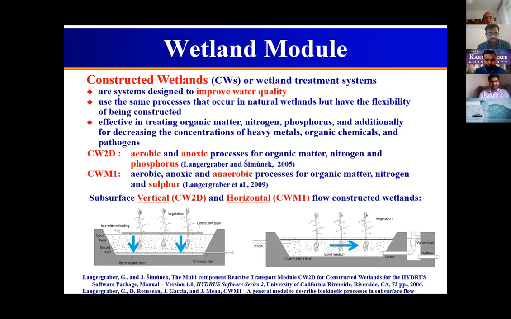And so you have the variably saturated conditions. So the conditions are mostly aerobic. And then you can have these horizontal flow wetlands where water flows under saturated conditions through the wetland. And in this case, the conditions can become anaerobic. And so for that, we have two different modules, which we call CW2D, constructed wetland, and then CWM1, model one. So that's a definition in this wastewater literature. And they account for different processes. These account only for aerobic, anoxic processes. This accounts also for anaerobic processes.